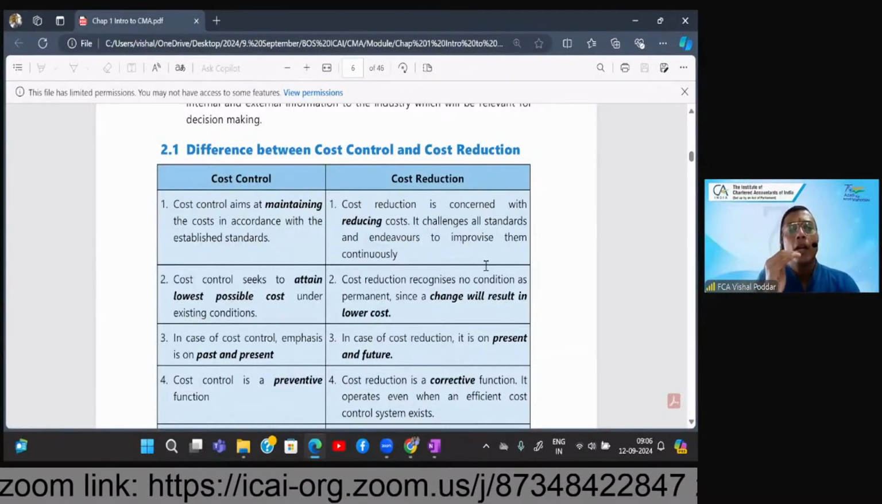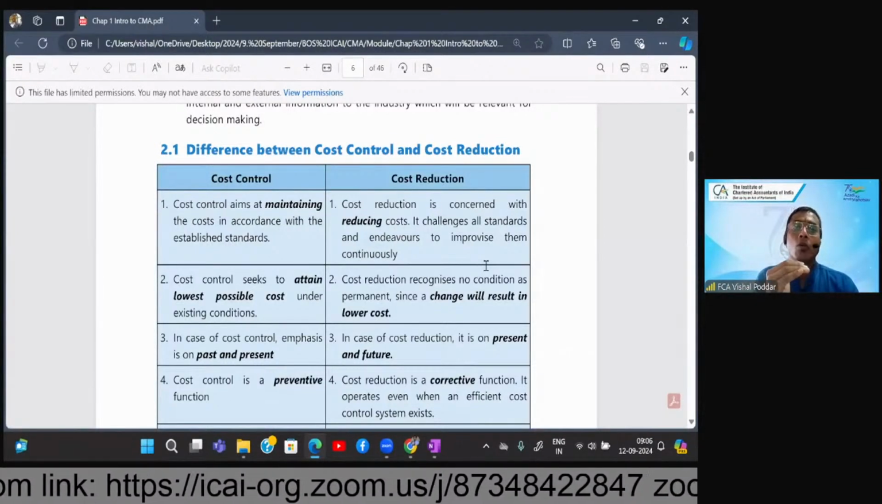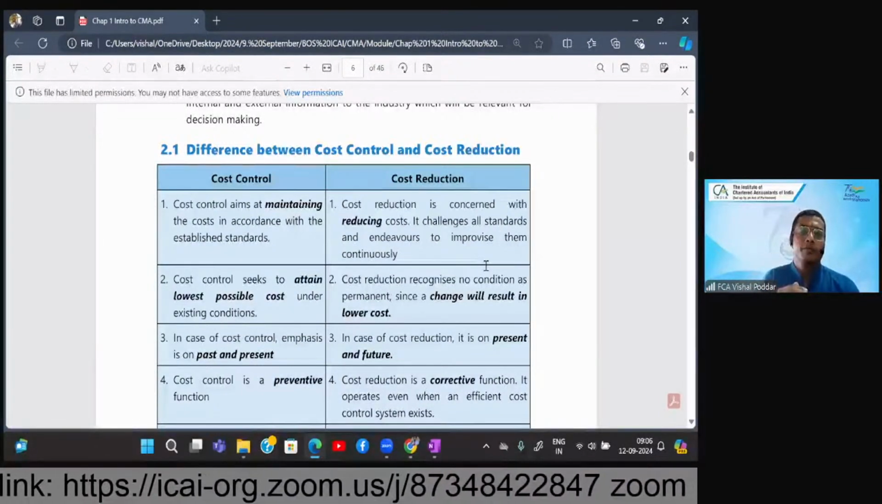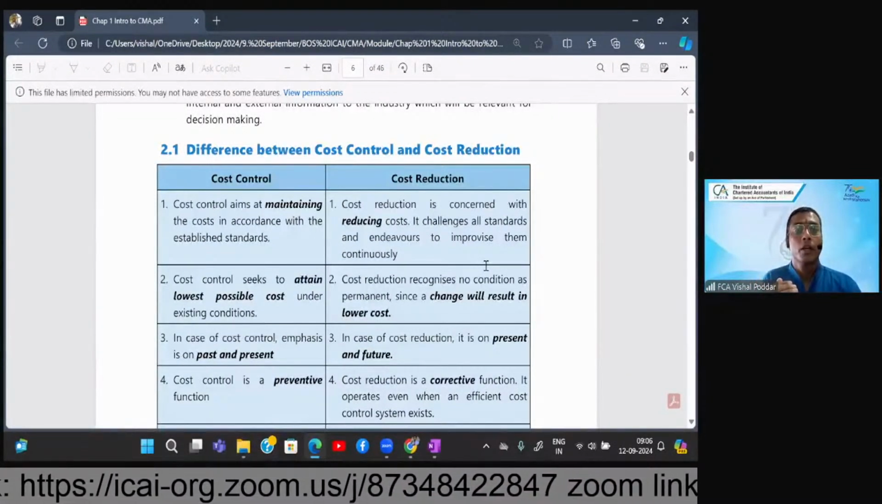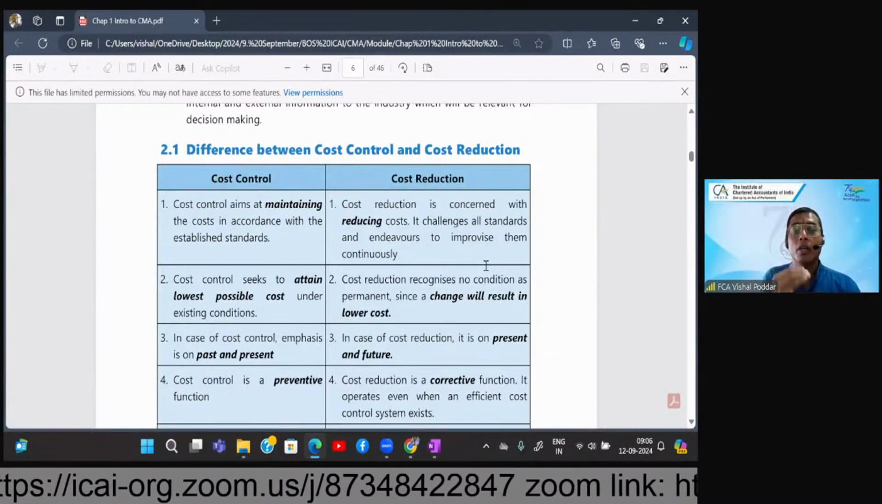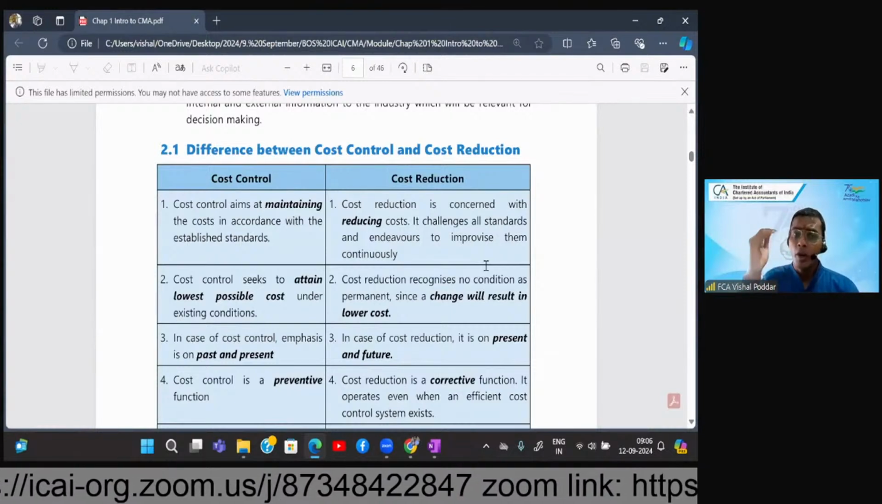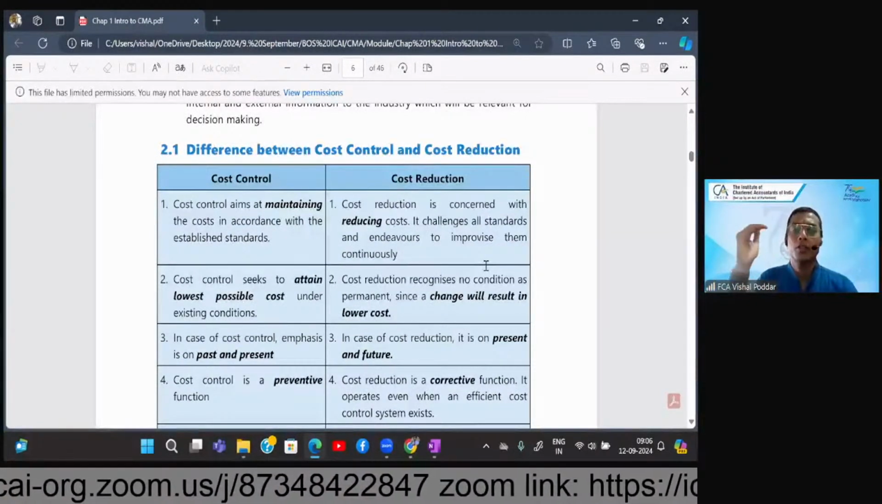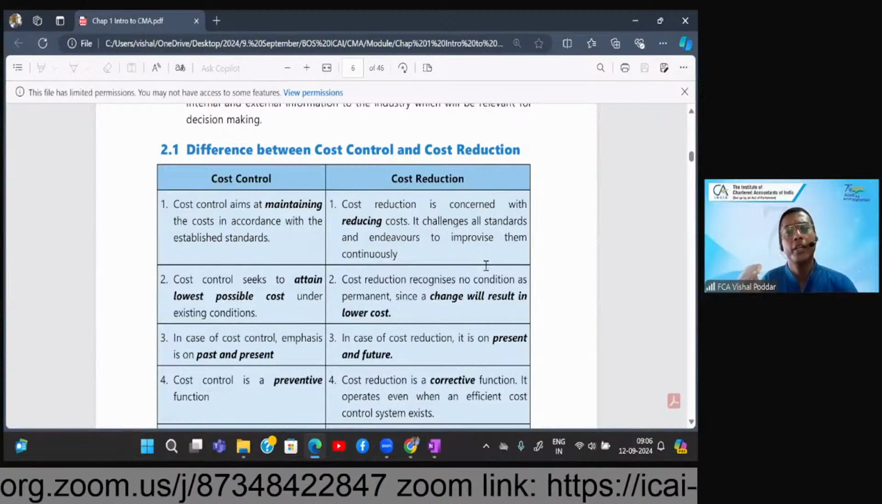Controlling means now maintaining that at 7, now not allowing it to go beyond 7. So reduction may be a one-time process, but maintenance, that is control, is a daily process. So once you have achieved a level of cost, let us say you have reduced your cost from 100 to 80, and let us say 80 is now ideal.